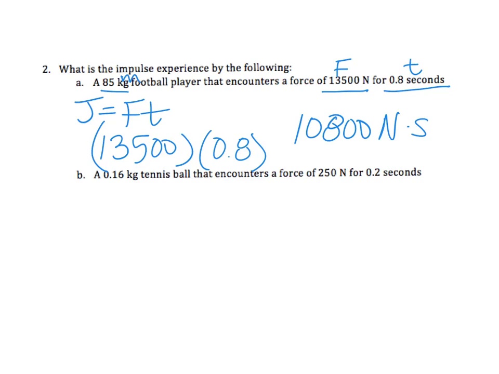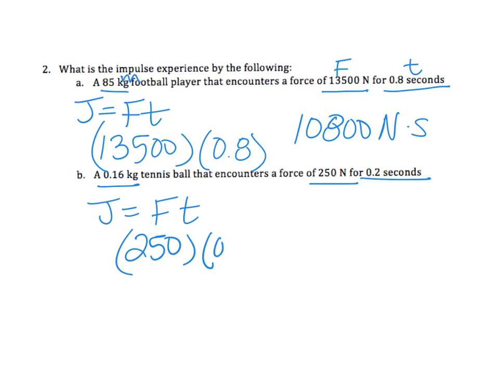For B, we have a 0.16 kilogram tennis ball that encounters a force of 250 newtons for 0.2 seconds. Again, our formula is impulse equals force times time. So we plug in the 250 newtons for our force and times that by our time of 0.2 seconds. When we multiply that in the calculator, we get 50 newtons times a second.